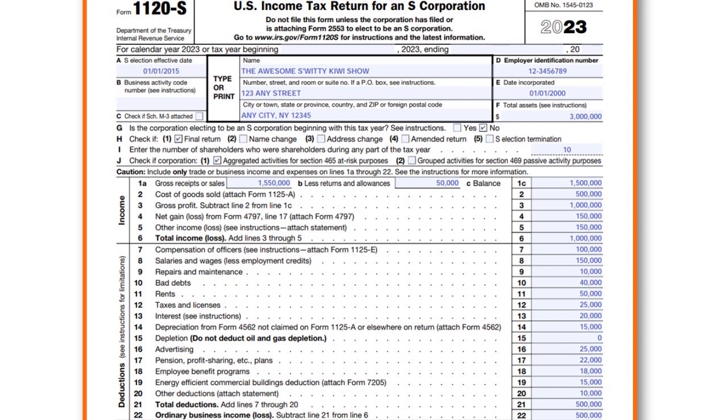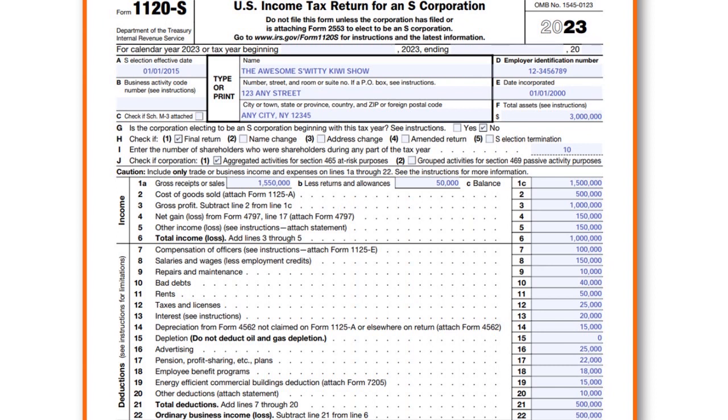Then on line G, you have to put the right category. In this case, for line H, we put that this is the final return, but if anything else is applicable to you, you have to check that. You have to enter the number of shareholders who were shareholders during any part of the tax year. In our case, we had 10 shareholders. You also have to check if you have aggregated activities for Section 465 at-risk purposes. If you have any question about line J, let us know in the comment section, and we'll certainly explain that to you.